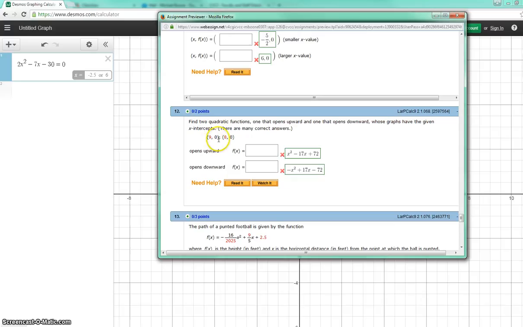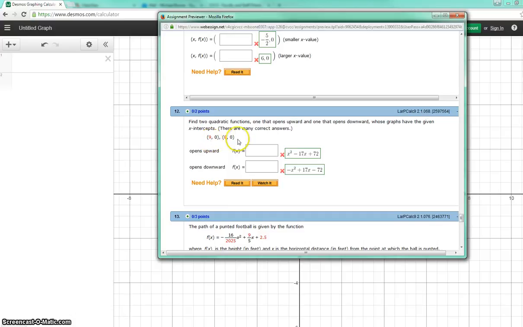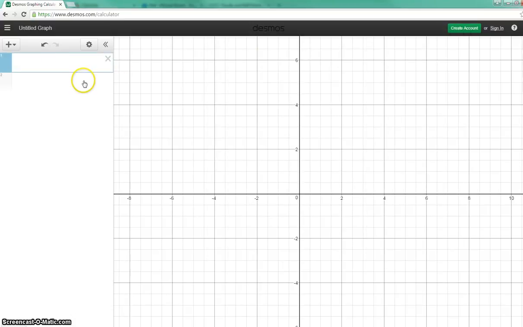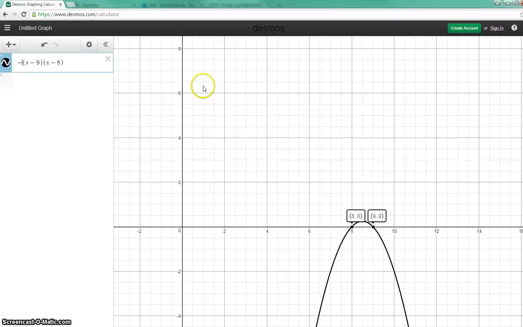And lastly, number 12, find two quadratic functions, one that opens upward and one that opens downward, whose graphs have the given x-intercepts. Well, when you're doing that, my points were 9, 0, and 8, 0. So I want them to have solutions that have a 9 in it and have an 8 in it. Would we all agree that this has a solution at 8 and 9? And it goes up. How could I make it not go up? Well, I could put a negative sign in front of it, and it's still going to have those solutions.